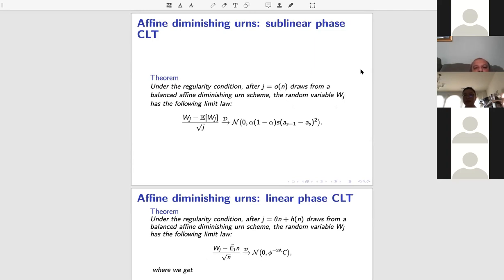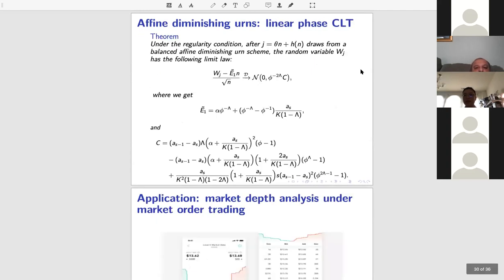For the linear phase, we have that the scaled version of WJ also converges to a normal distribution. Just the parameters for the linear phase are more complex. And the scaling for the linear phase is by the square root of n. And these are basically the results that we have obtained so far for affine diminishing urns.